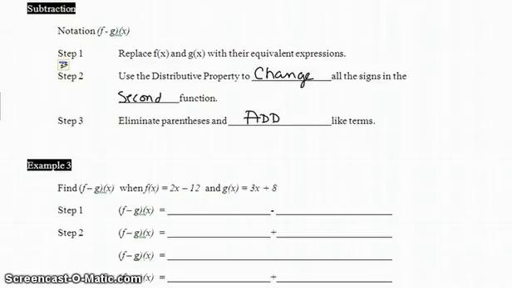Why does this work? If you remember way back when you did integers and you'd have 2 minus 3, we all know that's negative 1, but that is the same as 2 plus negative 3. We still get negative 1. The reason that we change the signs when we're subtracting functions is simply it's an easier way to keep track of our signs. Let's go on and look at example 3, our first example in subtraction, and see how this all pans out and how it works.